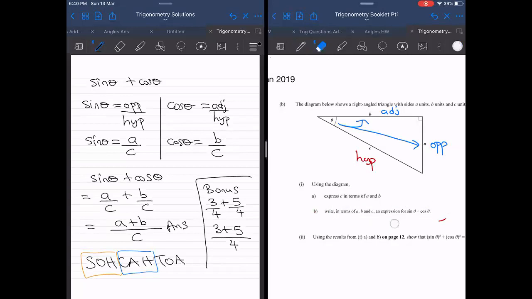But again, you'd have to know, how do I figure out what is sin theta? How do I know what is cos theta? I'm saying that you first have to be able to label the sides correctly. Because if you mix up the opposite and the adjacent, which is what most students do, then you'll put the wrong letters.